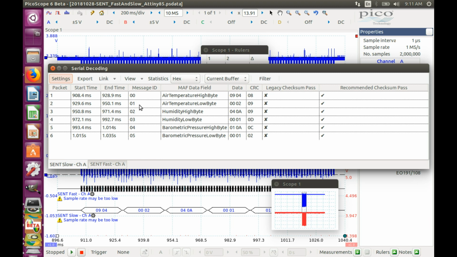But for the electronic enthusiasts among us, they might still have a question about whether they can use the SENT protocol in their own electronic projects. And this is a topic that I'm going to touch on in future videos, so stay tuned.